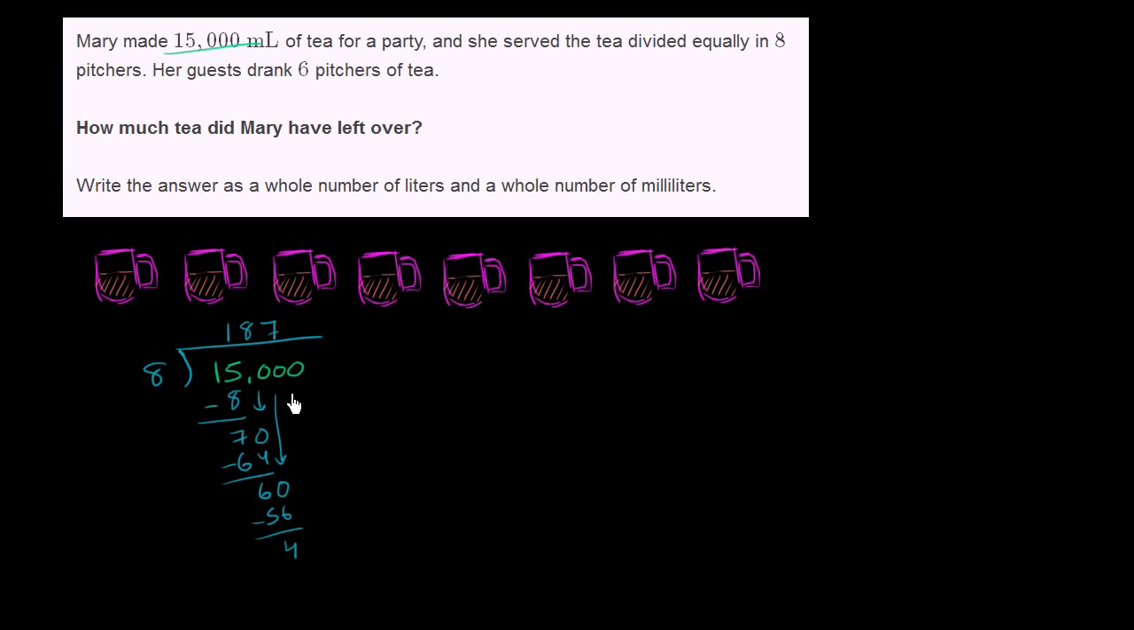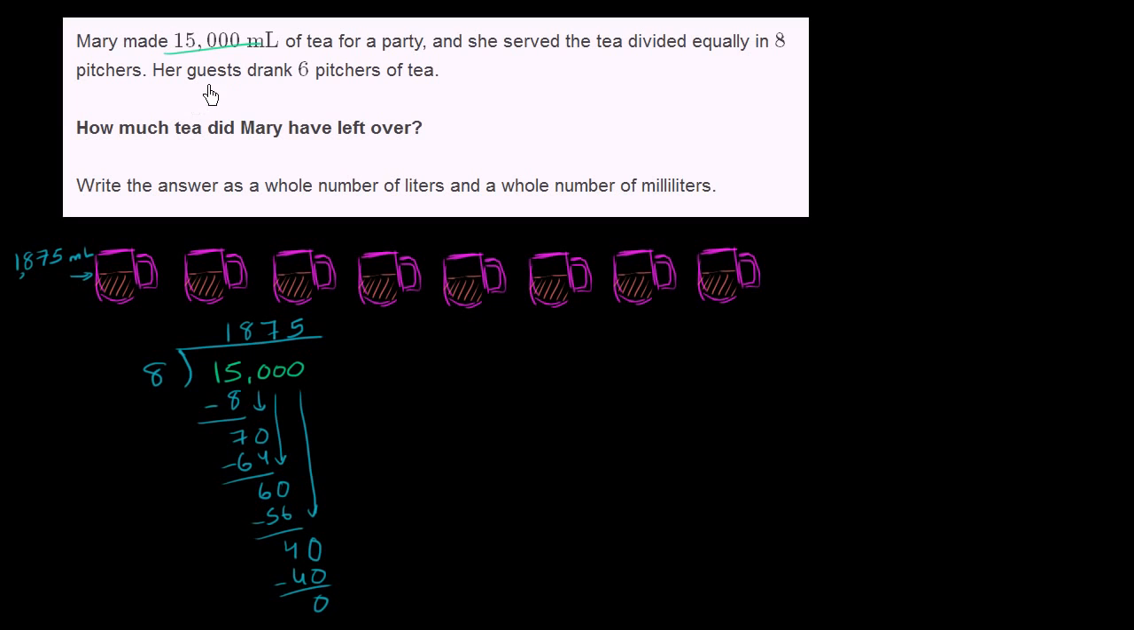Subtract again, we get a 4. Then bring down a 0 again. 8 goes into 40 exactly 5 times. 5 times 8 is 40, and we're not left with a remainder. So if we divide 15,000 milliliters into 8 equal sections, each pitcher is going to have exactly 1,875 milliliters. But that's not what they're asking us for.